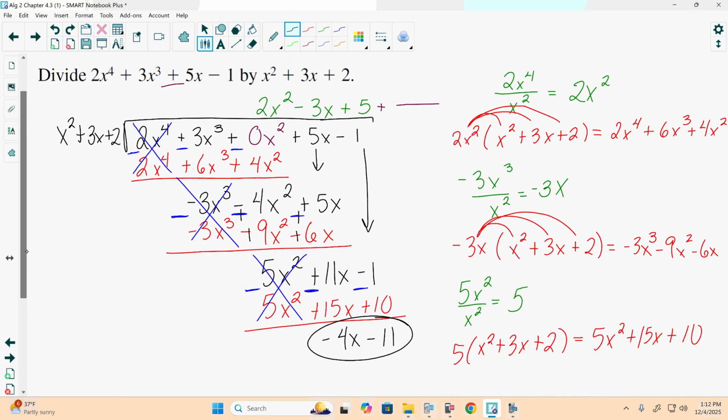We don't have any other numbers to bring down. Also, if we notice that the degree of what we have left, the negative 4x minus 11, is now less than what we're dividing it by, because it's now degree 1. What we're dividing by is degree 2. We're done. So we just have to put that, because that's our remainder. We put it over what it's divided by right next to our answer. If you need to, write it out underneath it or away from it. You can do that too.